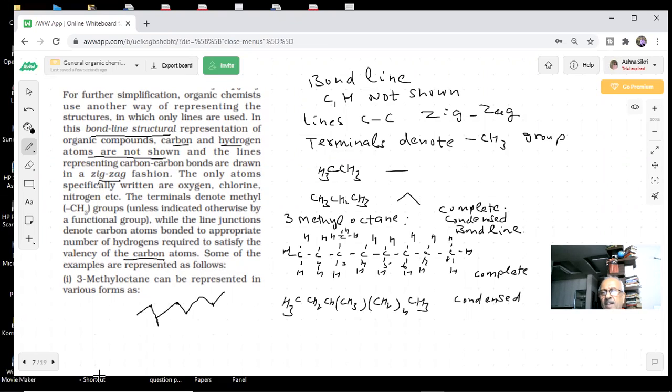Did I write anything, carbon or hydrogen, anywhere? Got it? Yes, sir. This is the bond line representation. So this is easier, and when big molecules are there, we will be able to do such things. Any doubt here? No, sir. Okay.